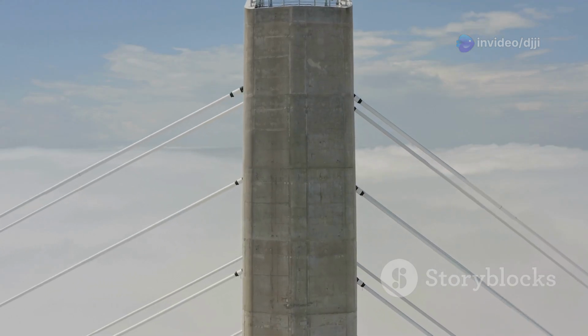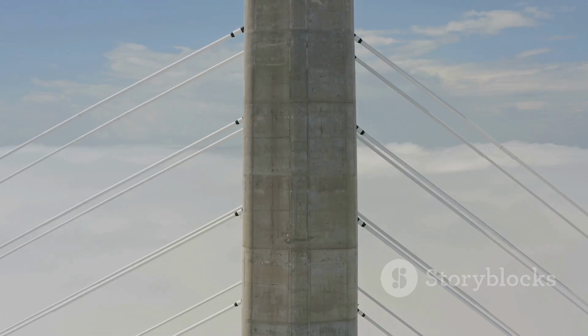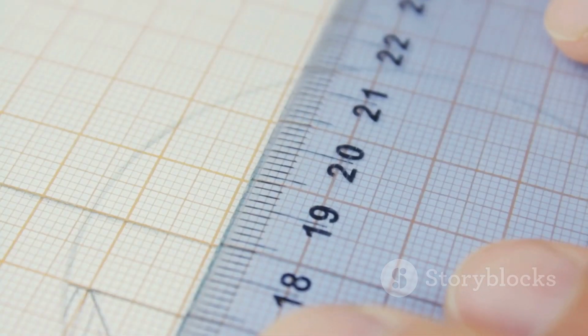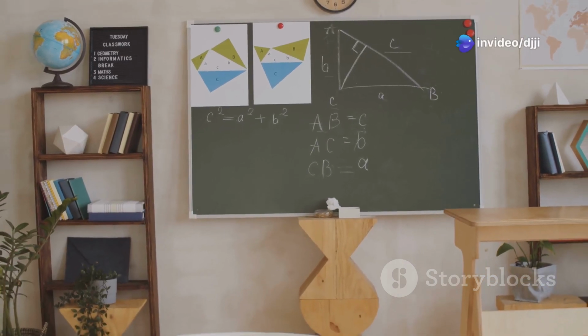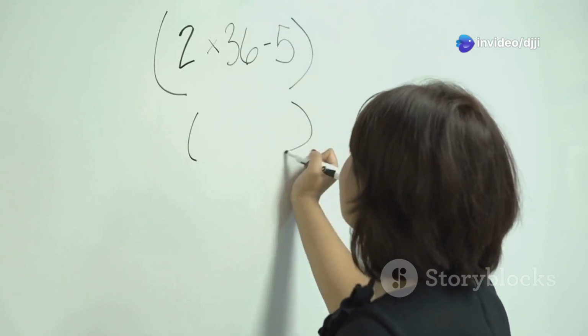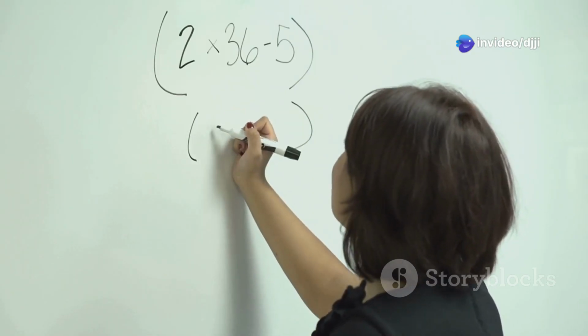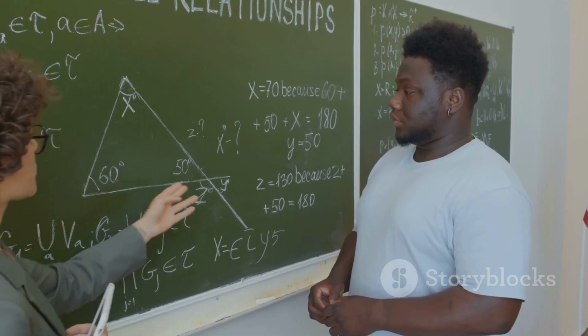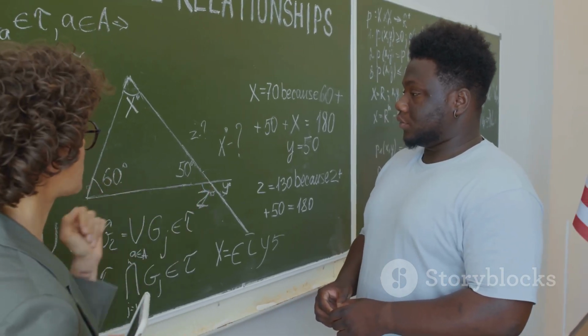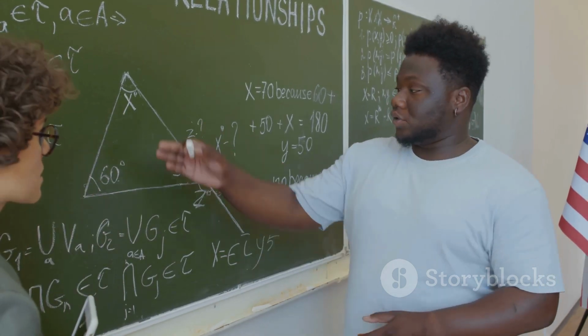Example 3. A 62-meter guy wire supports a tower. The wire forms a 39-degree angle with the ground. How far is the spike from the base of the tower? Again, use the sine function since you're dealing with the opposite side, distance from the base, and the hypotenuse, the guy wire. See? It's not that hard once you break it down with diagrams and the right trigonometric functions.